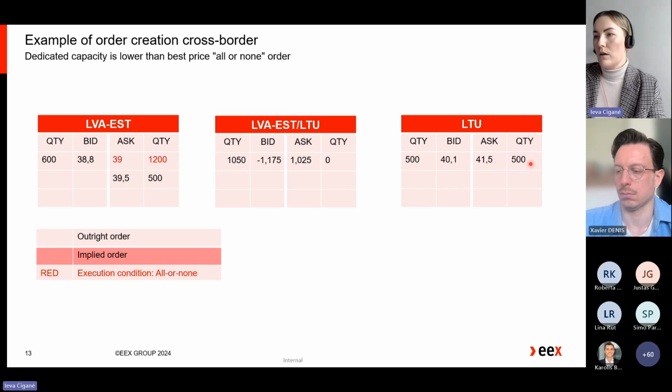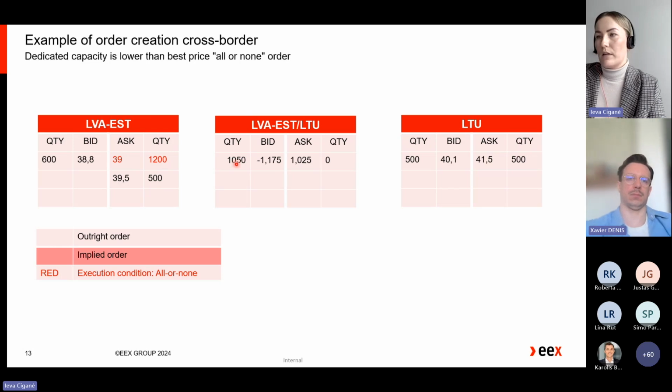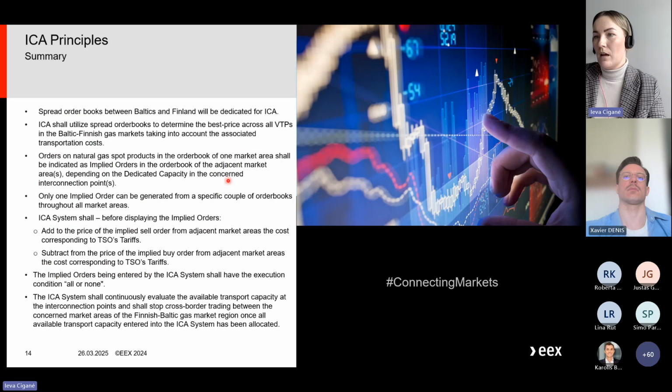And maybe one more example: if the outright order itself has an execution condition of all or none, and the best price order has a higher volume than the remaining dedicated capacity, in such a case the implied order would not be created. And maybe the last thing, the capacity allocation continues as long as there are available capacities on the spread order book. So those were all the major implicit capacity allocation principles. Since I mentioned them only verbally, I decided to list them on the slide. I will not repeat them, but you can have them as reading material to read later after this presentation.